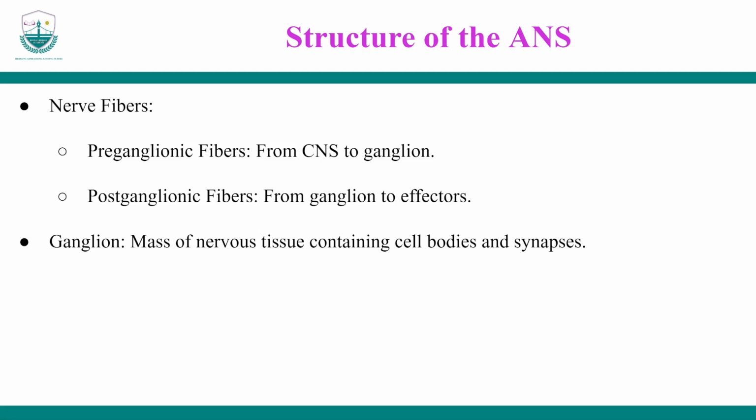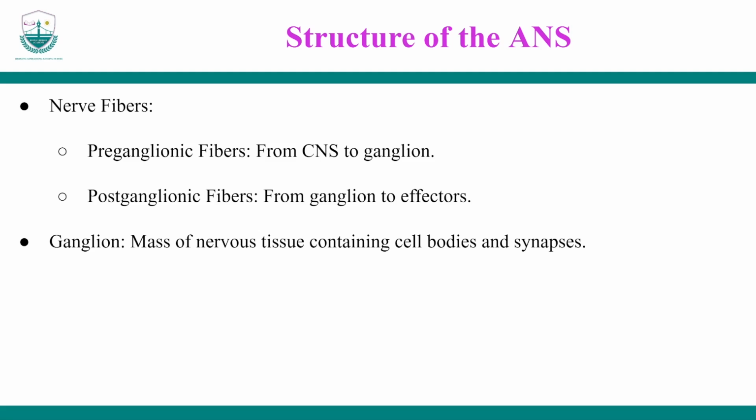The system consists of nerve fibers. All these organs are supplied by nerve fibers. So these nerve fibers basically can be categorized into two. We have the preganglionic fibers and then the postganglionic fibers. Remember what a ganglion is: a bundle of cell bodies and synapses. If it's about the plural, it is ganglia.